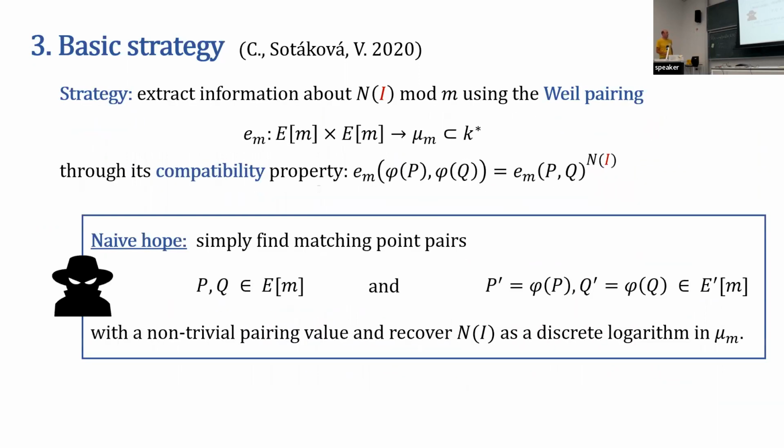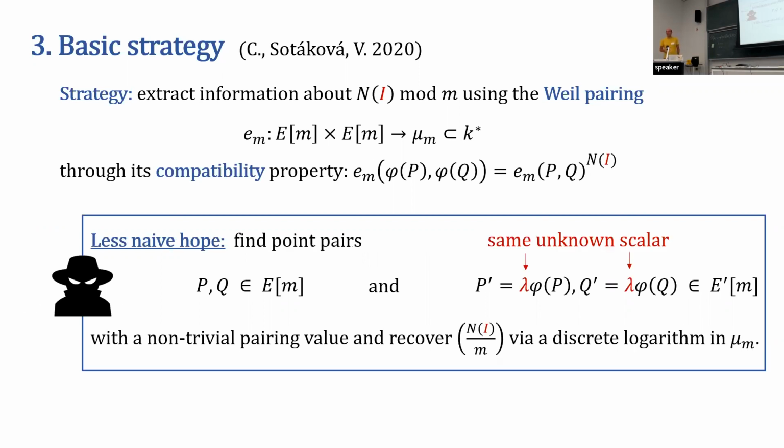Okay, so here's the very naive version of this hope, and this will not work. The naive version of this hope is just find matching point pairs. So P, Q in the M-torsion of E and P prime, Q prime. They should be generators because otherwise the pairing is trivial, but P, Q in E and P prime, Q prime in E prime. And imagine that we are lucky and that P prime is really phi of P and Q prime is really phi of Q. Then we can really compute these two pairings and we recover the norm modulo M as a discrete logarithm. But that's too naive. Okay, so this we cannot do.